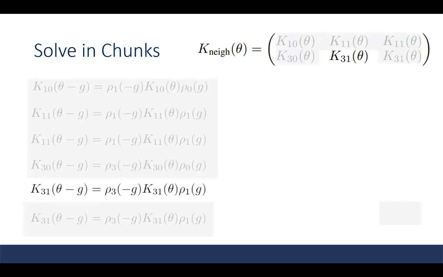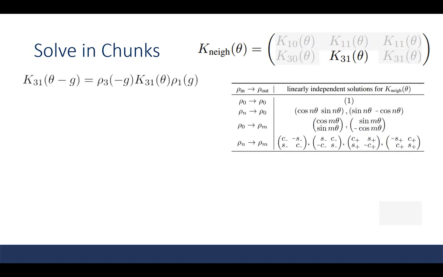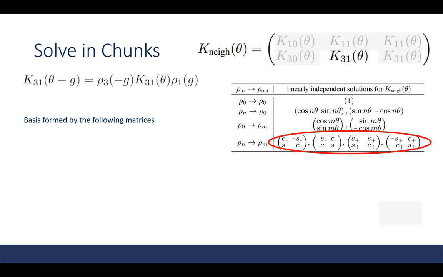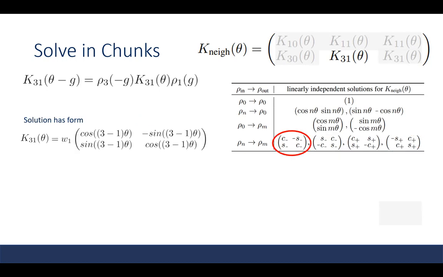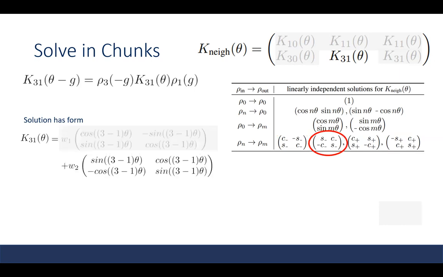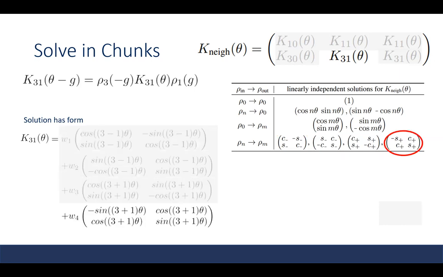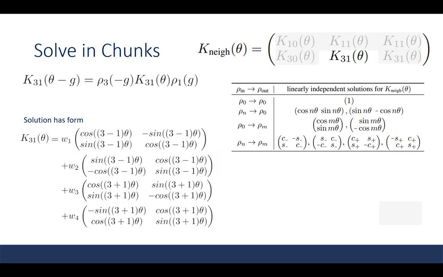K3,1. How do we solve the K3,1 equation? Well, they actually solve this analytically, and there's only a small set of possible solutions. So this is nice. Because we've made these smaller problems, there's only a smaller set of solutions. It turns out that they provide us with a table of how to find the solution, and for arbitrary N and M input and output, the solution has these matrices as linearly independent solutions. So in general, K3,1 is a linear combination of these matrices: a scalar times this matrix plus a scalar times this matrix plus a scalar times that matrix plus a scalar times this matrix. This leads to your general solution of K3,1.